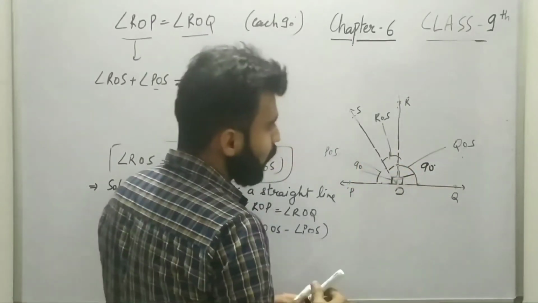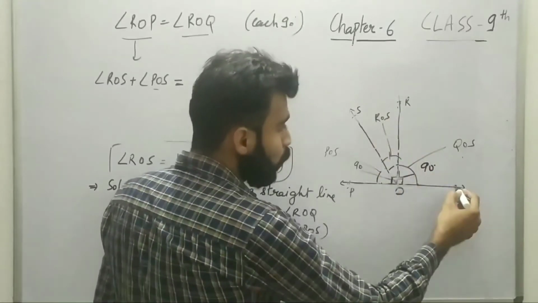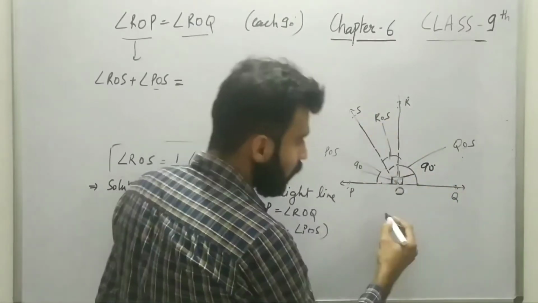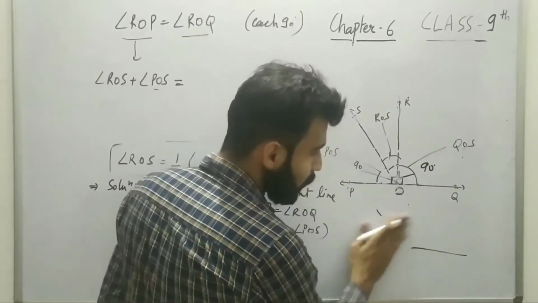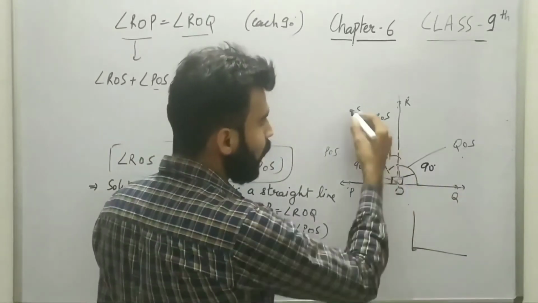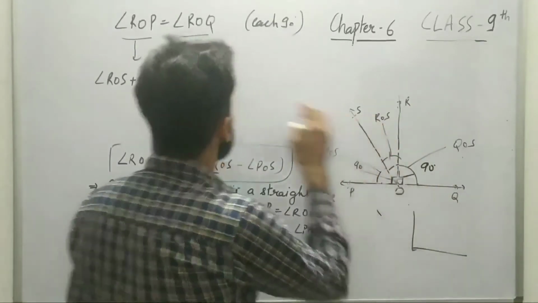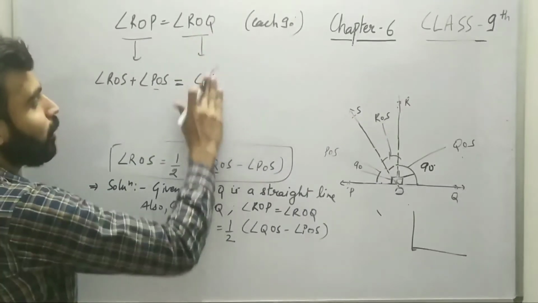Getting my point? So मैं क्या कह रहा हूं यहाँ पे कि अगर मैं ROQ को ऐसे लिख सकता हूं कि QoS, आप देख सकते हैं इसमें से अगर मैं ये वाला एंगल माइनस कर दूं तो मेरे पास क्या बचेगा? सिर्फ वो वाला एंगल. So I can also write angle QoS minus ROS at the place of ROQ. So I'm just writing angle, let me just clear.